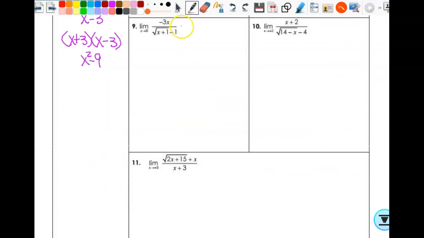So my conjugate here that I'm going to use is going to be the square root of x plus 1 plus 1. I'm not changing the sign under the square root. I change the sign between the two terms. So square root of x plus 1 plus 1. So this is equal to the limit as x approaches 0 of, numerator will give me negative 3x times the square root of x plus 1 plus 1. Denominator, square the first term, get x plus 1, minus square the second term, get 1.